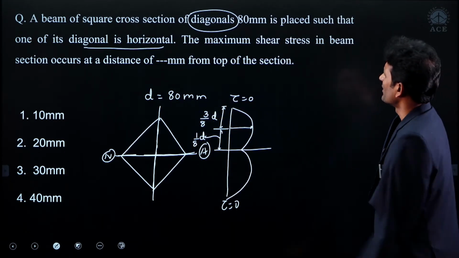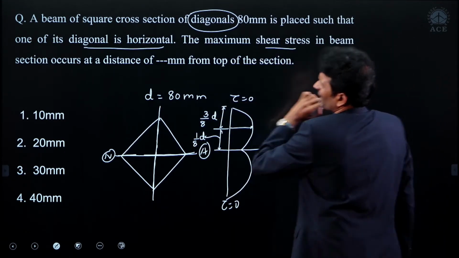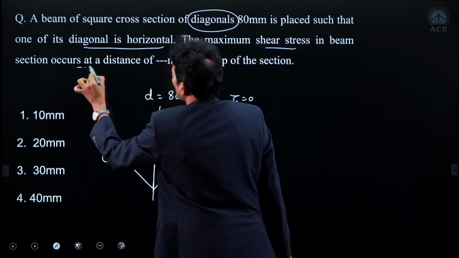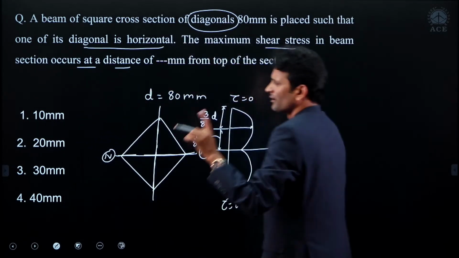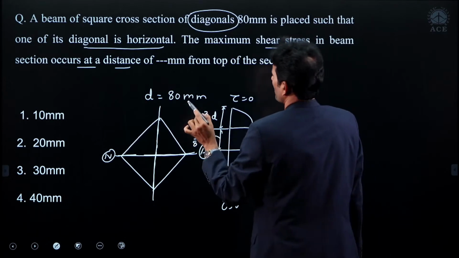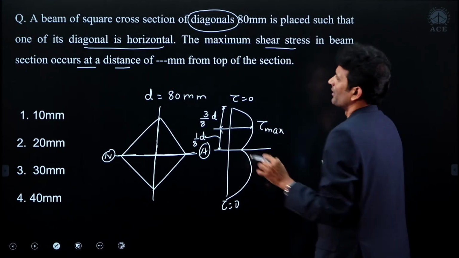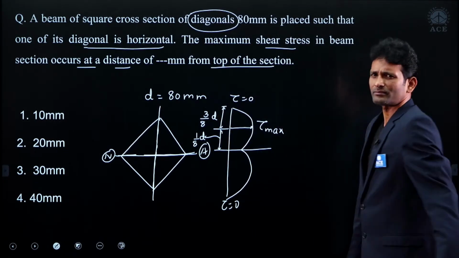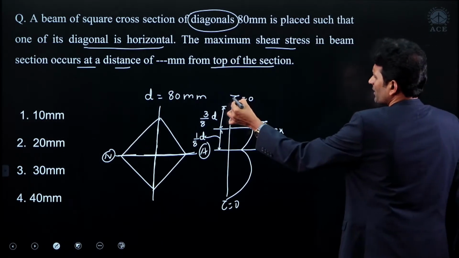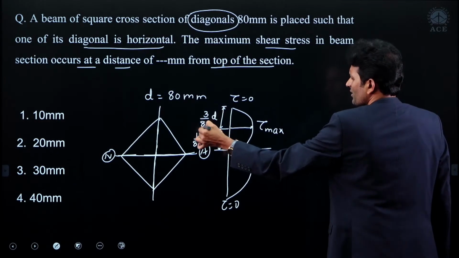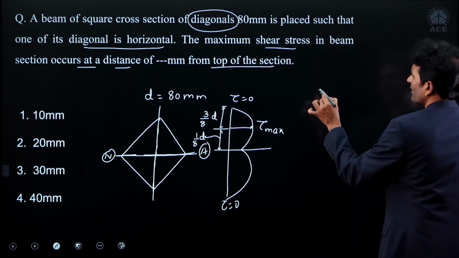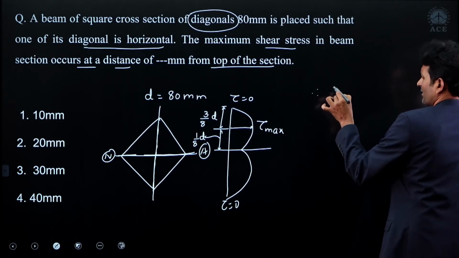Now look at what was asked: the maximum shear stress in the beam section occurs at a distance of how much? At what distance is the maximum shear stress generated? Here the maximum shear stress is generated. The magnitude was not asked, the distance was asked, from the top section. Clearly we know from the top it is generated at a distance of 3/8 times the d. Just use that condition.